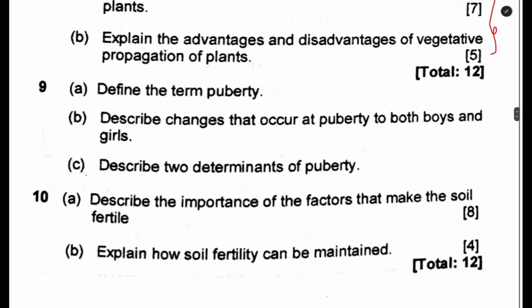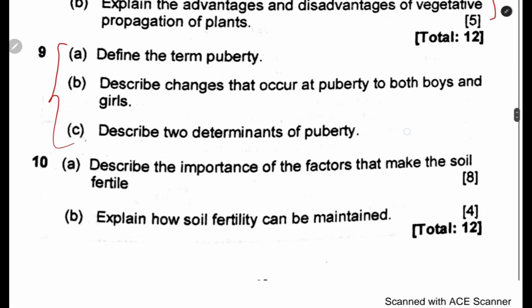Then question 9, define the term puberty. Then B, describe the changes that occur at puberty to both boys and girls. Then describe 2 determinants of puberty. Okay, so this is still on reproduction.